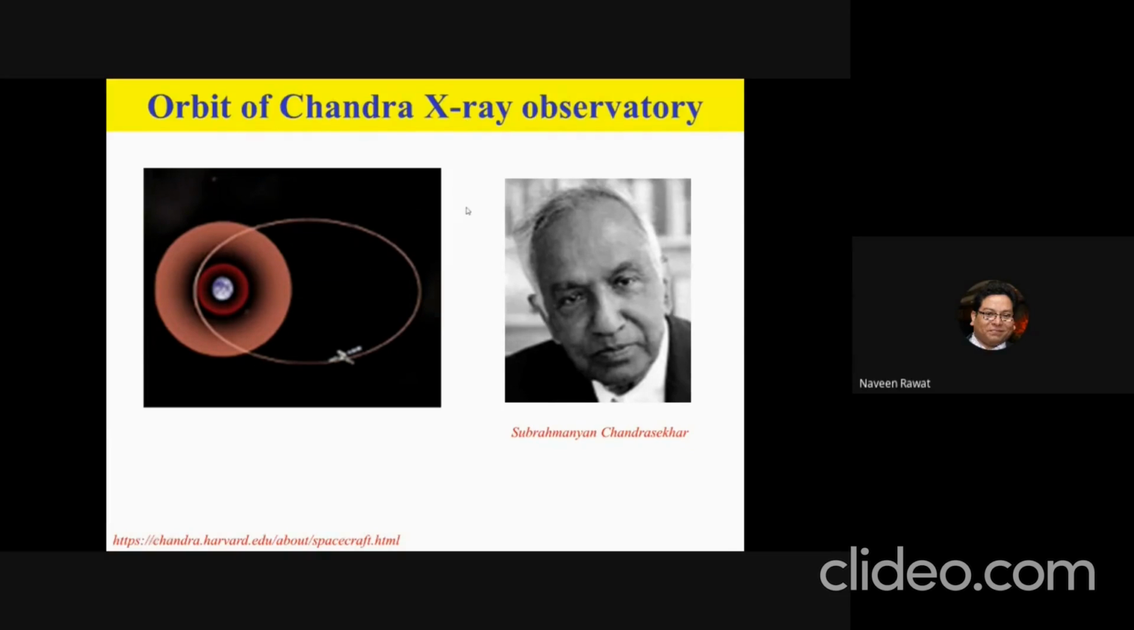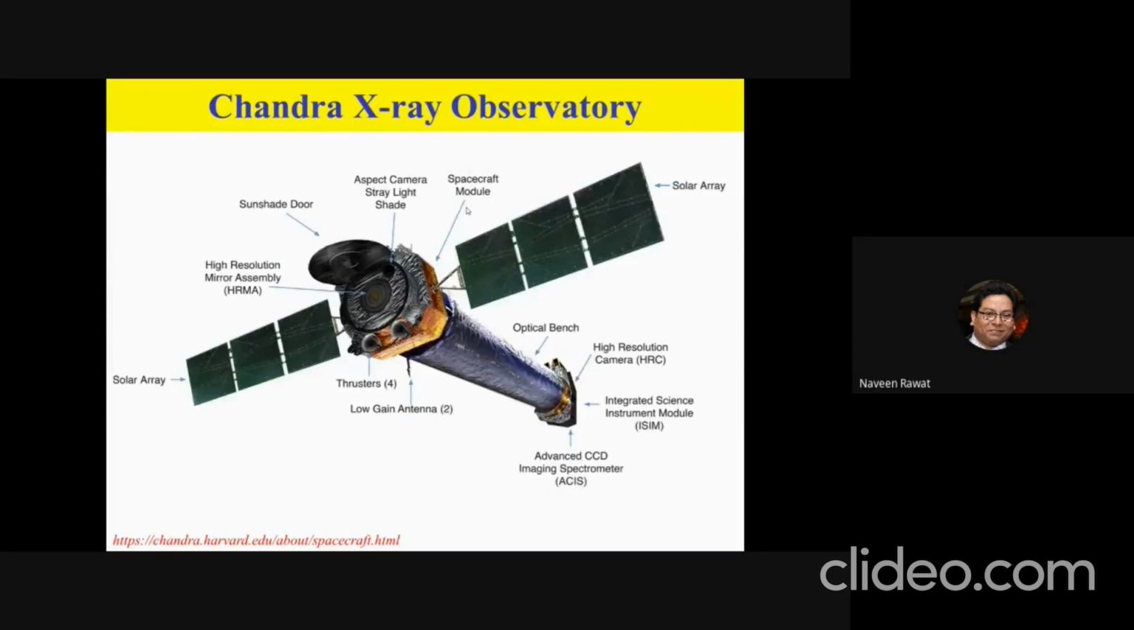This is the design of the Chandra X-ray Observatory. It's fairly straightforward. You have the solar arrays that power it, and you have a bunch of mirrors that can take light and focus it on this CCD detector. The CCD detector is basically grabbing all the photographs.